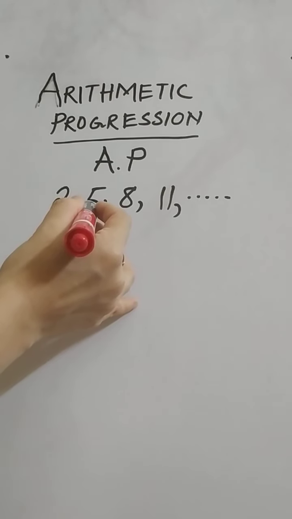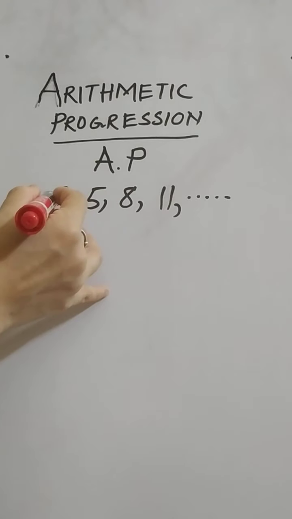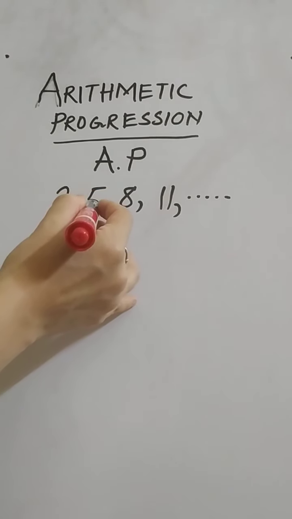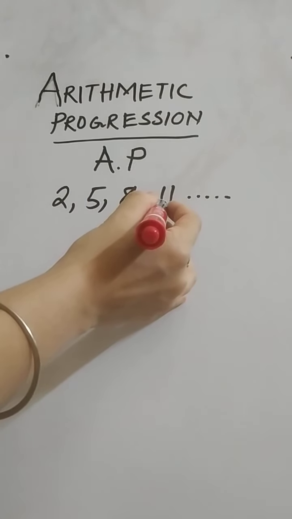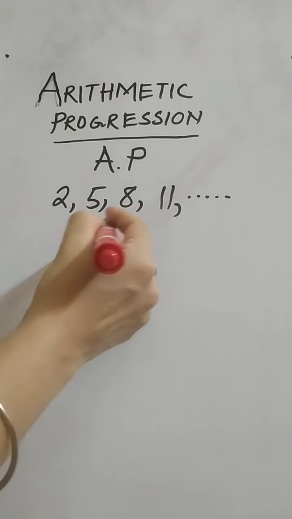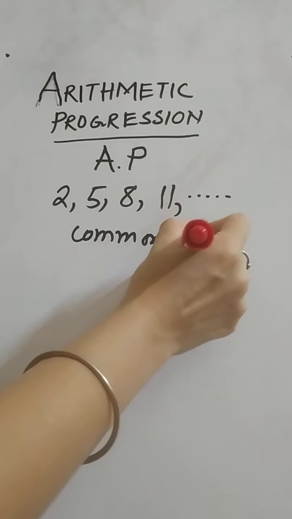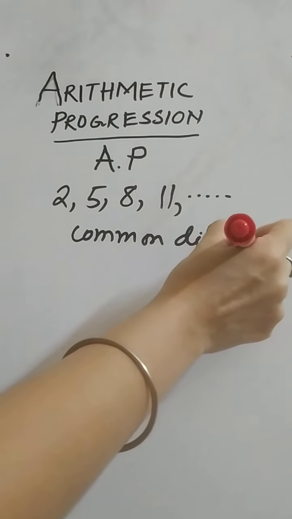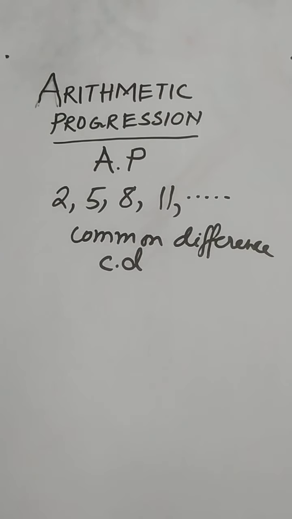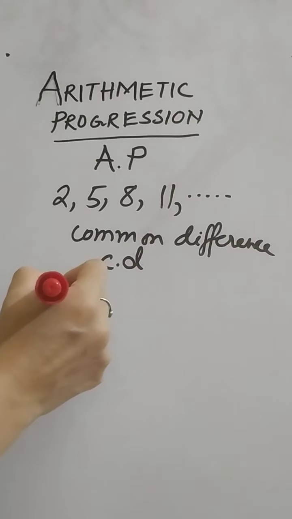From the previous one, the difference between 5 and 2 is 3. The difference between 8 and 5 is 3. The difference between 11 and 8 is 3. So that difference is called the common difference, or CD.